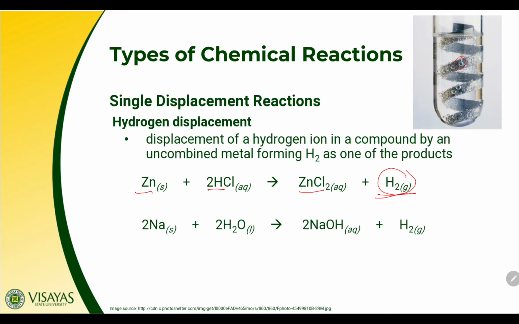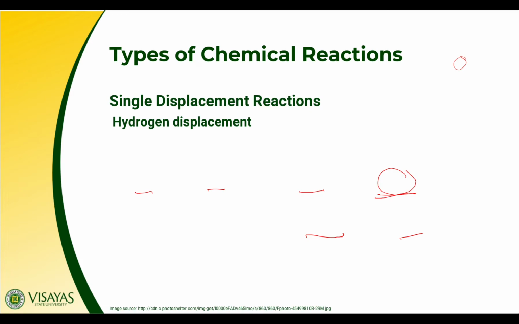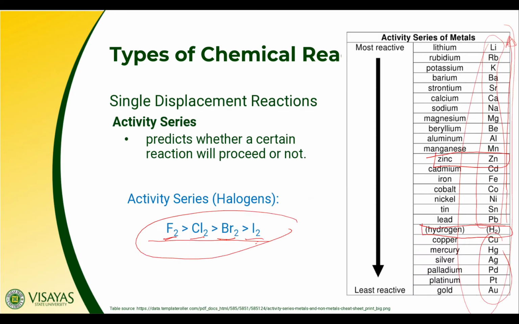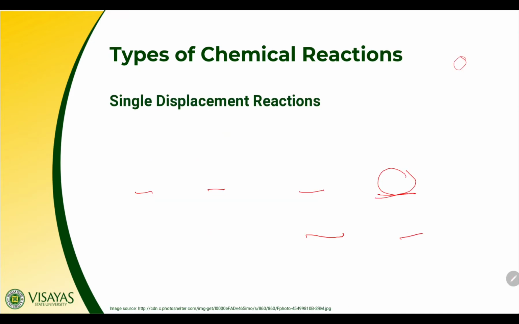Another example, we have sodium. When you add that to water, you form sodium hydroxide and hydrogen gas. So let's look at the series to see if sodium is above hydrogen. Where is sodium? Sodium is here, okay? So therefore, we have a reaction. Sodium can displace hydrogen.